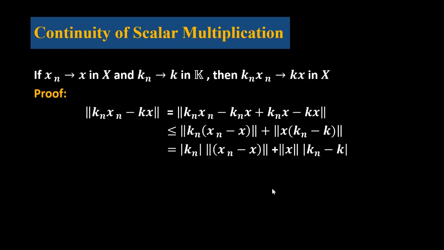Then this converges to 0, given that x_n converges to x. So this converges to 0, and also k_n converges to k, so both of these two terms converge to 0. This means the total converges to 0. So this shows that k_n x_n converges to kx in X.